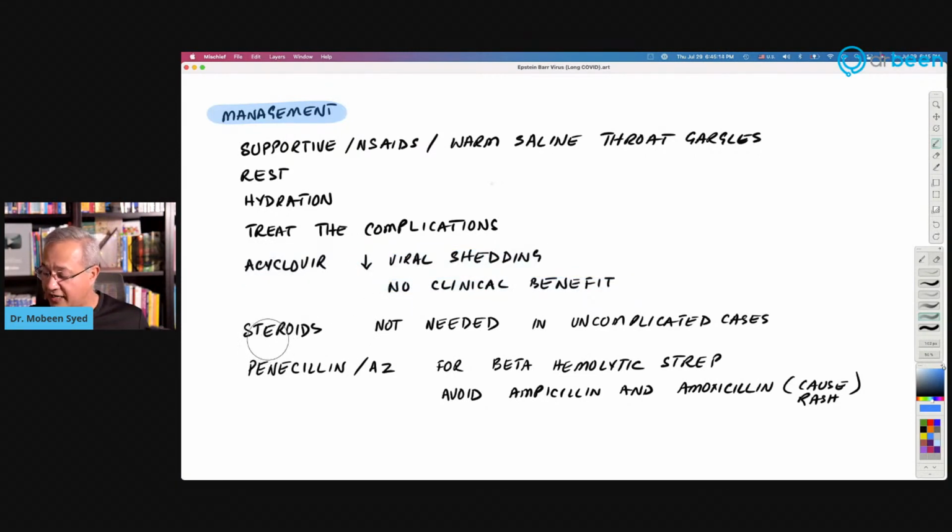Steroids are actually very commonly used for mono, but they are not recommended if the mono is uncomplicated. If there are complications, then steroids can be used. Penicillin and azithromycin can be used for beta hemolytic streptococci if they are the ones in the throat. Ampicillin and amoxicillin should be avoided because they can cause a rash, and we know that mono itself can cause a rash as well. So then you will not have an idea of it. They can be mixed up.